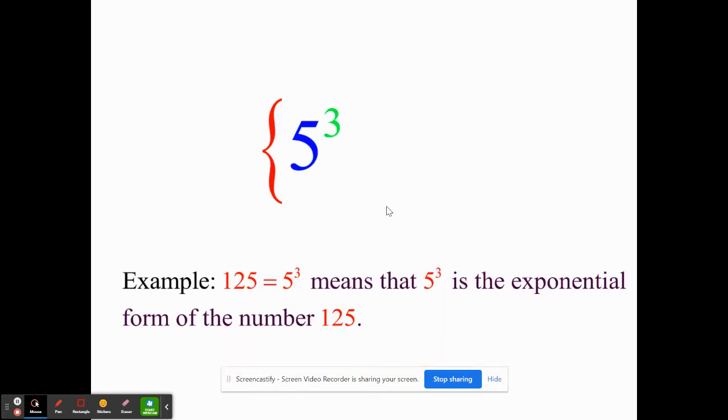So 125 is equal to 5 to the 3rd power, because that means that 5 to the 3rd is the exponential form of the number 125. So that's the exponential form. And remember, 5 to the 3rd power means 5 times 5 times 5.